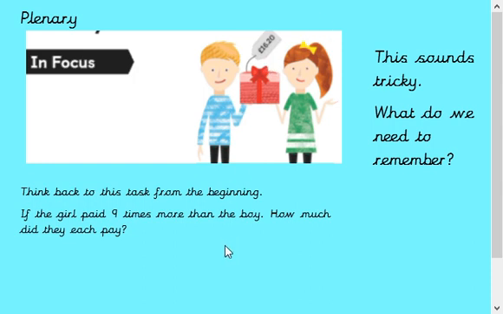Now we've done that before with our decimal numbers. So £16.20 divided by 10, we move the number 1 place to the right, which means that each part of the bar model is worth £1.62. So the boy would have paid £1.62, and the girl would have paid 9 lots of that. The important thing to remember with your bar model is there would be 9 parts and 1 part, which would be 10 parts in total.